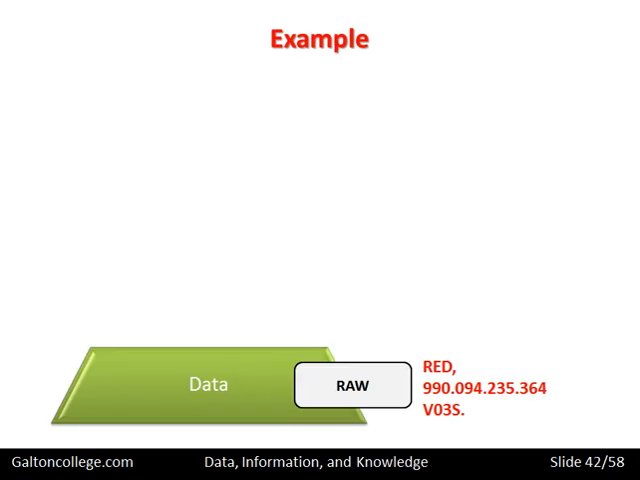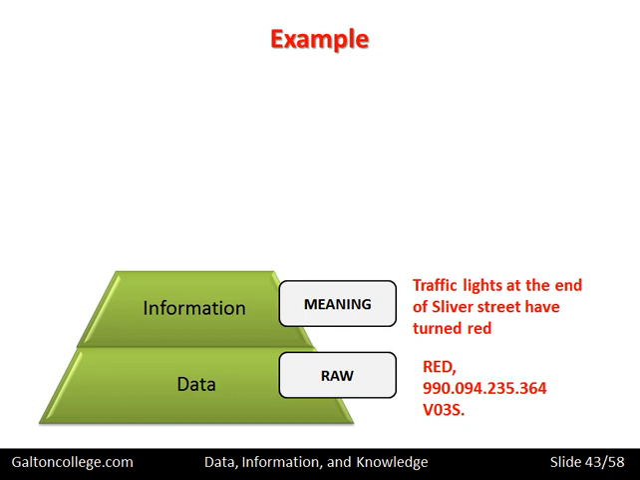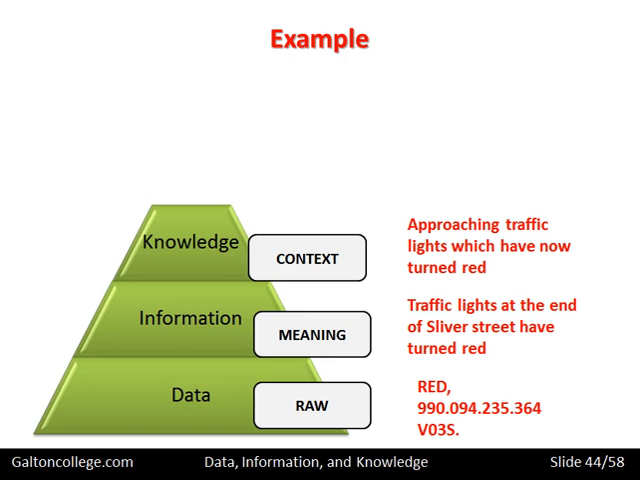Let's go back to our example with the pyramid again. You remember we've got this data which is red and so on, and then we interpreted that as traffic lights. So we got meaning for it. Now knowledge is that we're approaching traffic lights which have now turned red. Now we have the information. We know that the data tells us there are traffic lights on Silver Street that have turned red. That's our information. But now we're approaching those traffic lights. That's knowledge. We have knowledge that we're moving towards the traffic lights which are red. So we've moved further along up the pyramid.